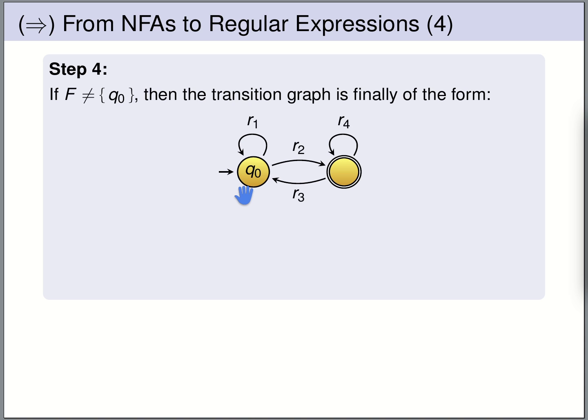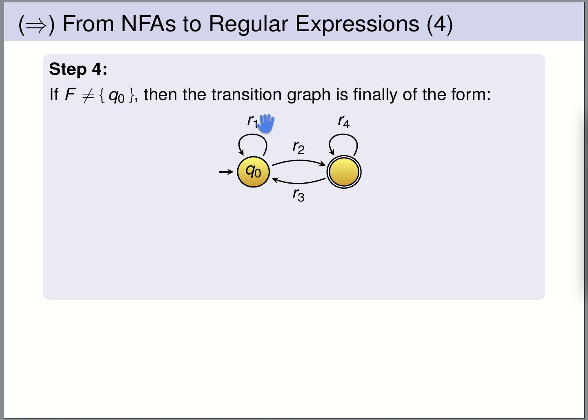Now, let's first consider the case that we end up with 2 states. Then our automaton has at most 4 transitions. Because we have removed all the double arrows, there can be at most 1 loop on the starting state, 1 loop on the final state, and we can have forth and back transitions between the starting and the final state.